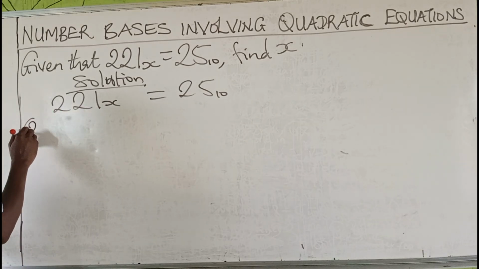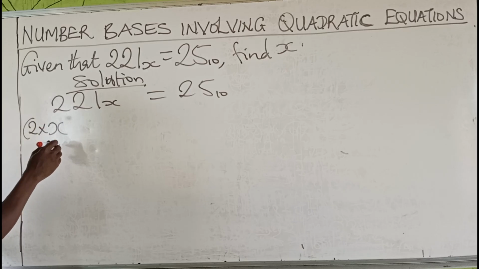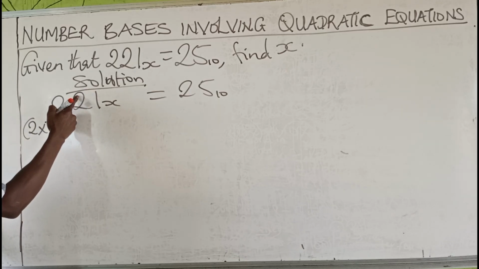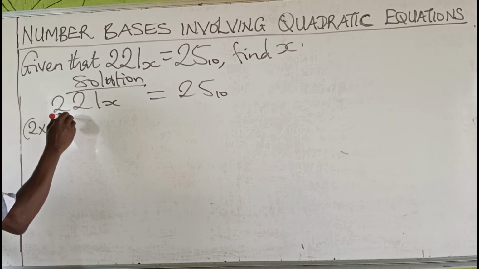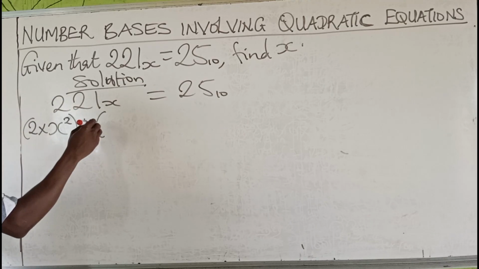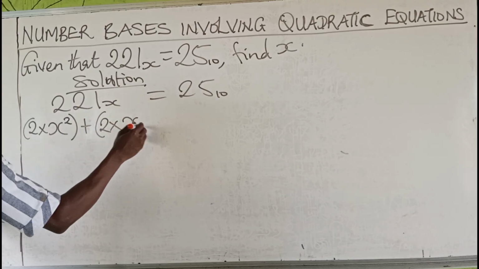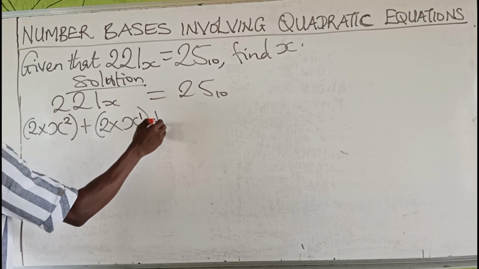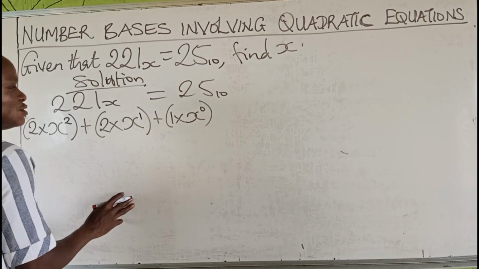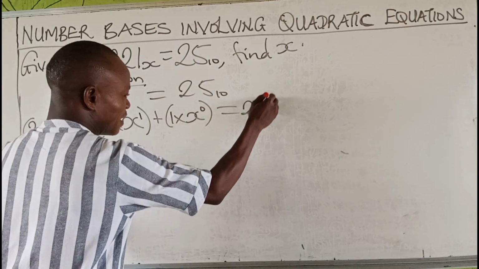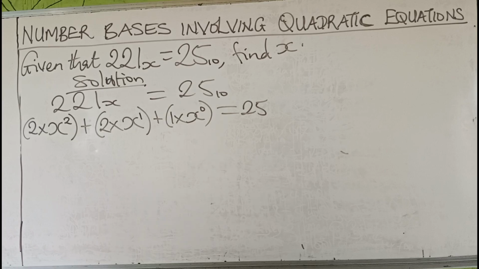So this will be 2 times x raised to power 2, because this will be raised to power 0, raised to power 1, then raised to power 2. So 2 times x raised to power 2 plus the next digit 2 times x raised to power 1, then plus the last digit 1 times x raised to power 0 equal to 25. 25 is already in base 10.